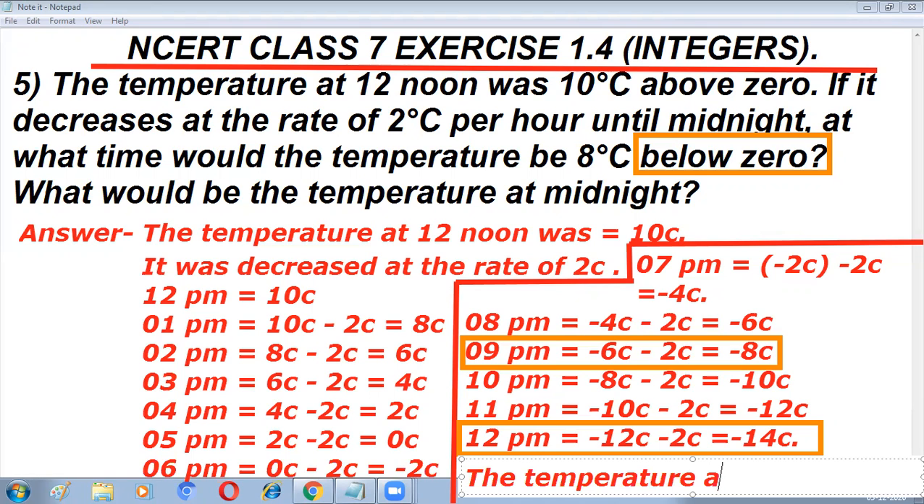So the temperature at midnight is equal to how much? What was the temperature at midnight? Minus 14 degrees Celsius. Let me write this statement on the next page. Please note it down until here. The last two statements I will write on the next whiteboard. Please note all these problem solutions.